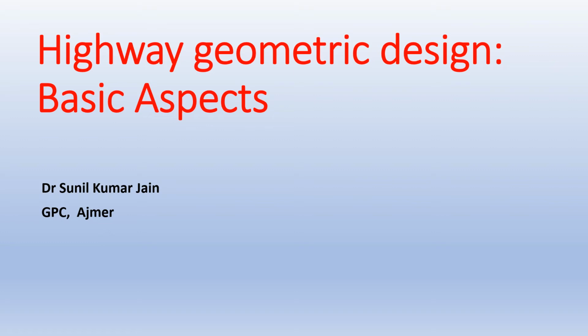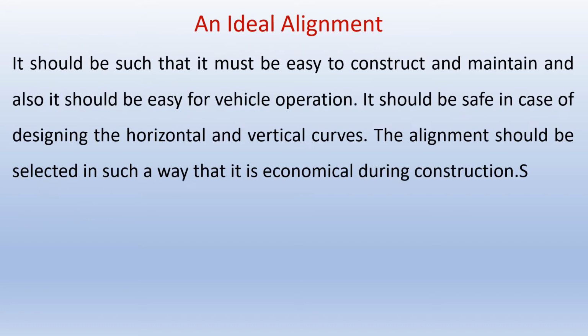Highway geometric design. Some basic aspects. What are the requirements of ideal alignment? It should be such that it must be easy to construct and maintain, and also it should be easy for vehicle operation. It should be safe in case of designing the horizontal and vertical curves. The alignment should be selected in such a way that it is economical during construction.